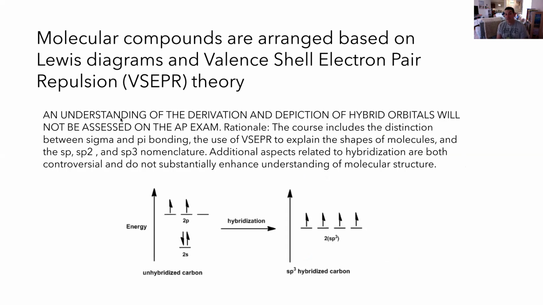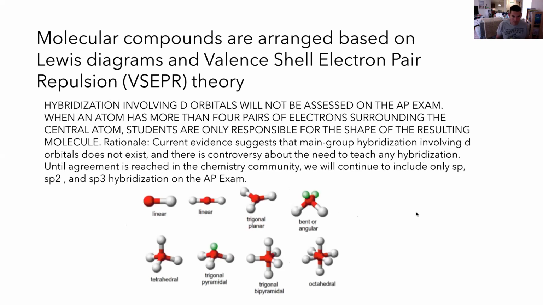All right, and something to point out, I showed you this graphic already, but you are not expected to understand the derivation and depiction of hybrid orbitals, all right, on the AP exam. I think it's important to know, to understand, but you're not going to be asked about it directly. But I think understanding it makes it a little bit easier to apply some of these premises of VSEPR bonds and pi bonding and things like that. All right, but again, you won't be assessed in any way on these types of diagrams.